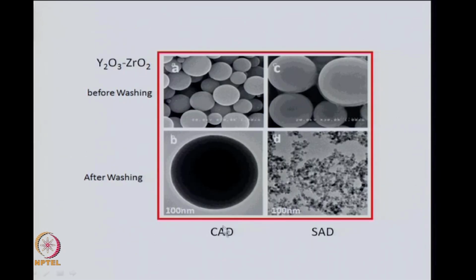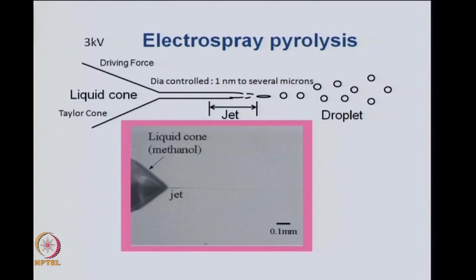In the conventional method, this is the initial particle you get before washing. When you wash them, you get these individual particles. In the salt assisted method, these are the initial particles that you get. After washing, you see you get very small particles, because the salt gets removed and they break away into small particles. So, this is a method by which you can make very small nanoparticles using spray pyrolysis by the salt assisted method.